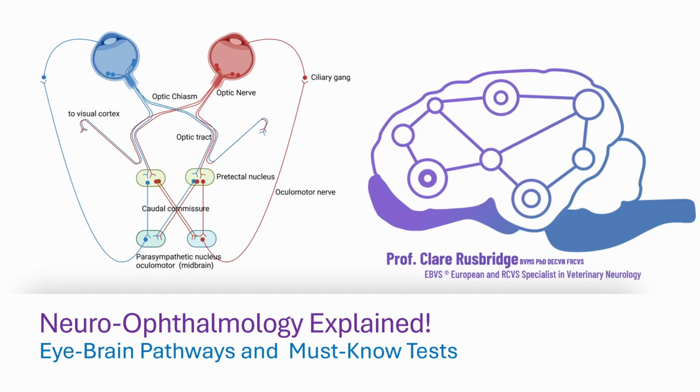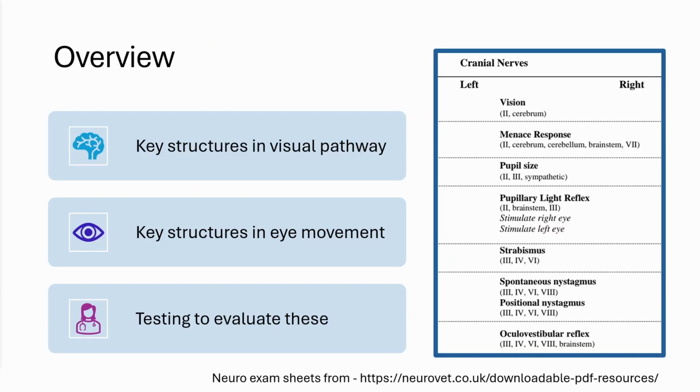So this lecture is an introduction to veterinary neuro-ophthalmology and is also the first in a series of lectures explaining testing of cranial nerve functions. So our aims for this lecture are to better understand the key structures in the visual pathways, to understand the key structures in eye movement and the testing to evaluate these.